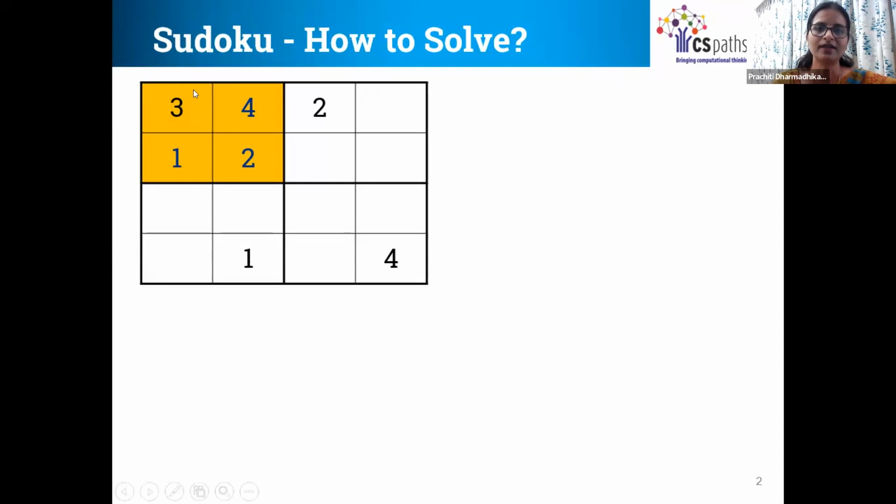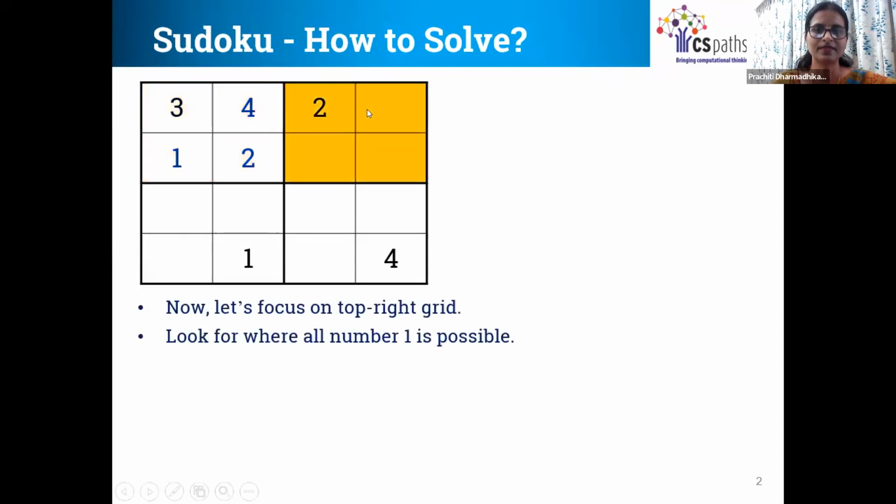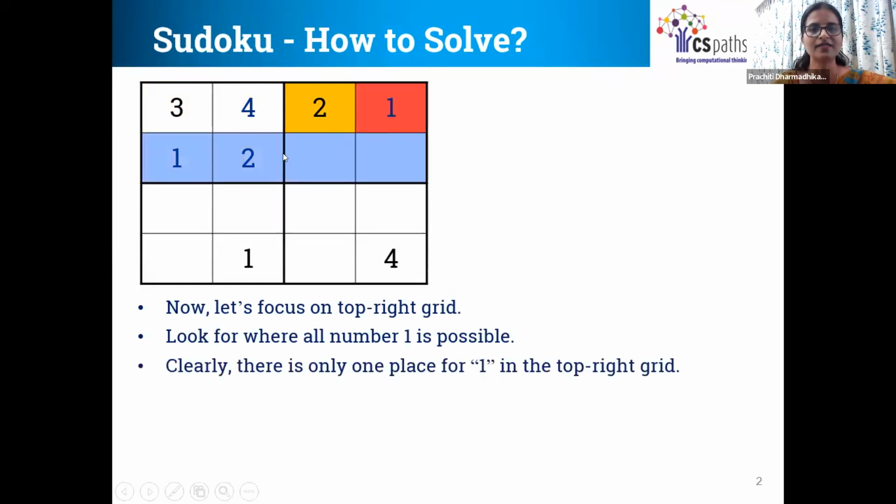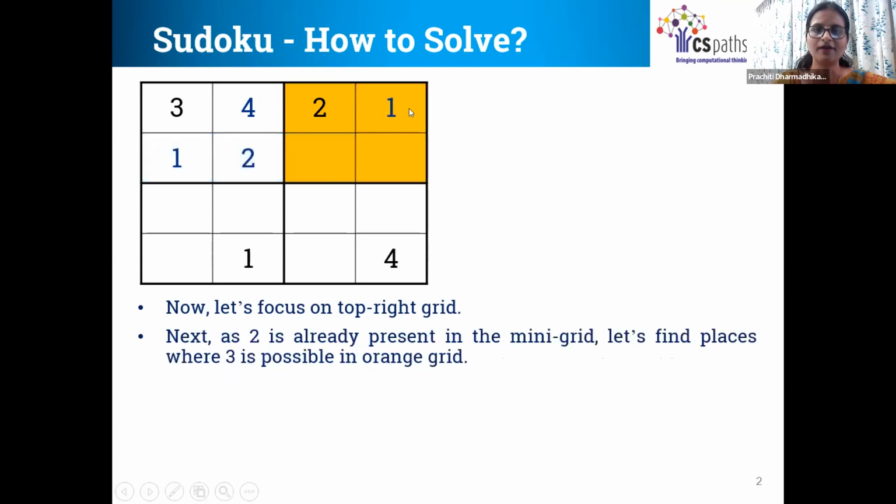So let's have a look at this cell, second mini grid. And as you can see here, in the second row, 1 is already there. So these two cells already are eliminated. So we can fix the position of 1 beside this 2, right? Now, after that, the numbers that remain are 3 and 4. So let's find out which are the possible places for number 3 and 4.